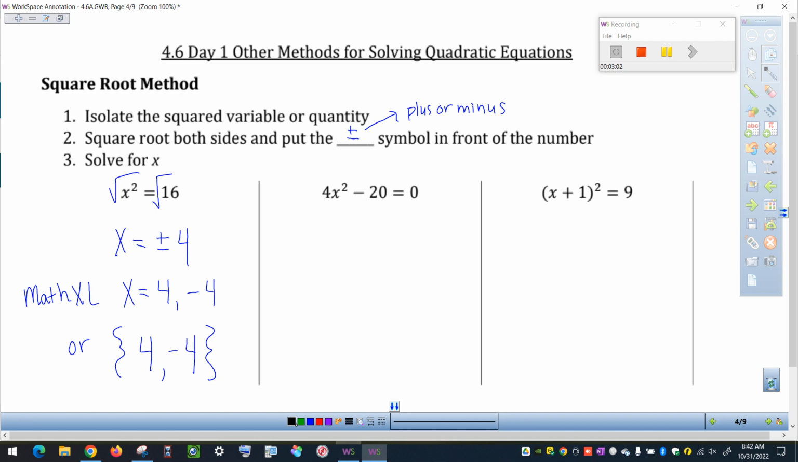So here we have 4x squared minus 20 equals 0. So this is where we do need to do that first step of isolating the squared piece. So that x squared, I'm going to highlight that, and we want to get that by itself. So we need to get rid of that minus 20 at the end. We also need to undo or get rid of the 4 that's being multiplied in front. What can we do to both sides to get rid of this minus 20? Or how can we move that to the other side? Yeah, let's add 20 to both sides.